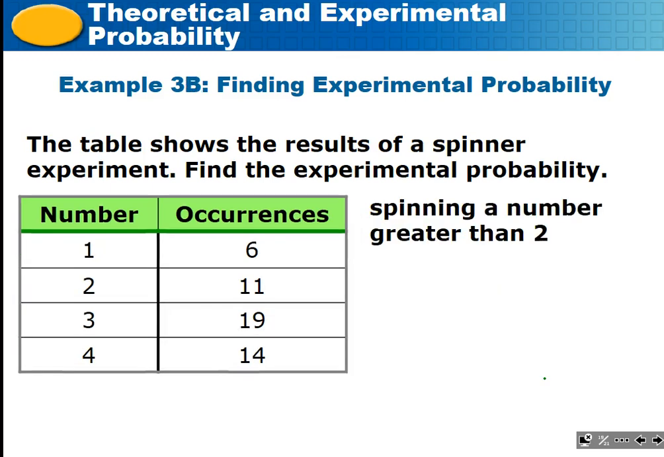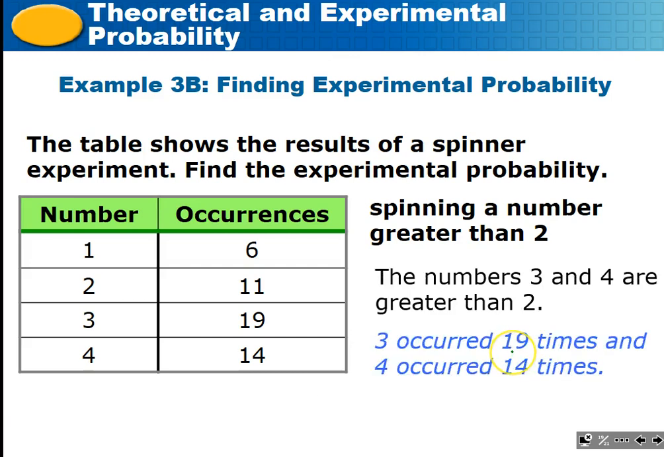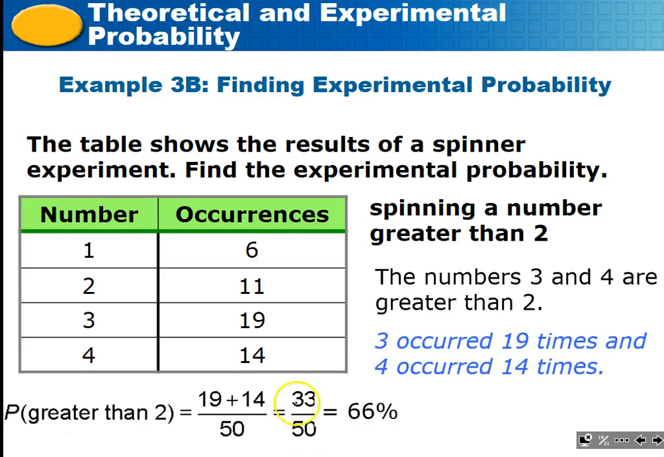So here again, the table shows a spinner. This time it says what would be the probability of spinning a number greater than 2. So again, our total number was 50. What numbers do we have that are greater than 2? The 3 and the 4. So we're going to add the 19 and the 14, and then we're going to put that over the 50. So that's 33 over 50, and 2 times 50 is 100. 2 times 33 is 66, so that would have been 66%.